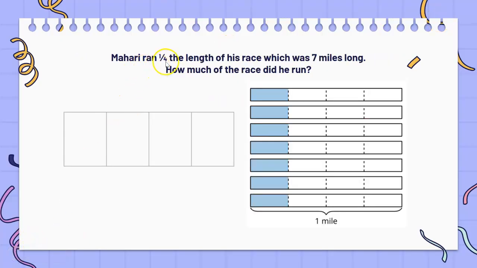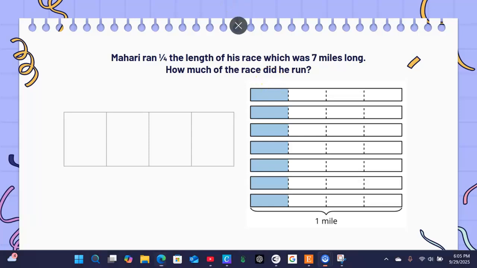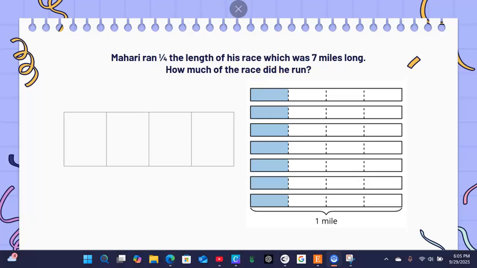All right. Mahari ran 1/4 the length of his race, which was 7 miles long. Let's take that same idea that we talked about in the previous slide. We draw a rectangle, which I did right here. And at the top, I'm going to write 7 miles because that's the total that Mahari has to split. Now, it already told you that the fraction that he has to run is 1/4 of it. That should tell you that this is partitioned into 4 pieces.